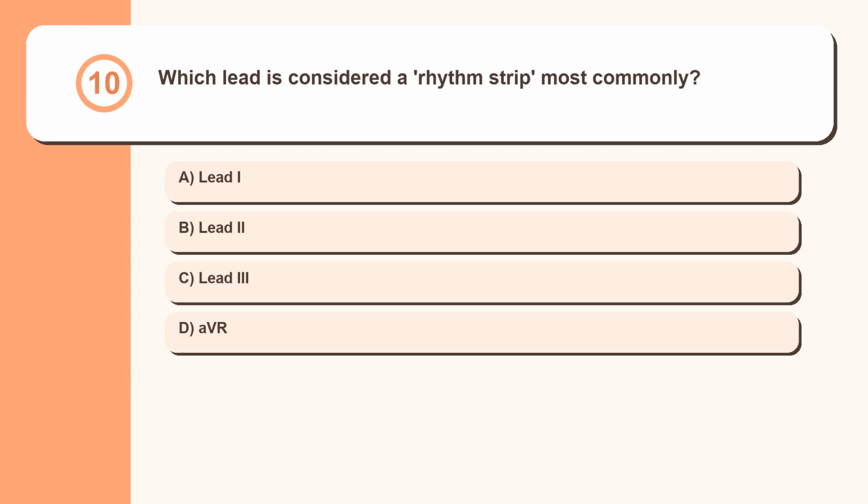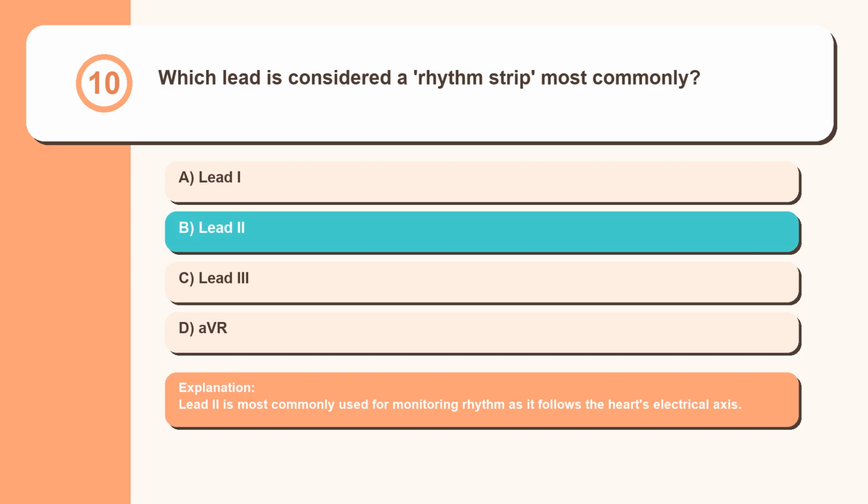Question 10. Which lead is considered a rhythm strip most commonly? Lead I, lead 2, lead 3, AVR. Lead 2 is most commonly used for monitoring rhythm as it follows the heart's electrical axis.